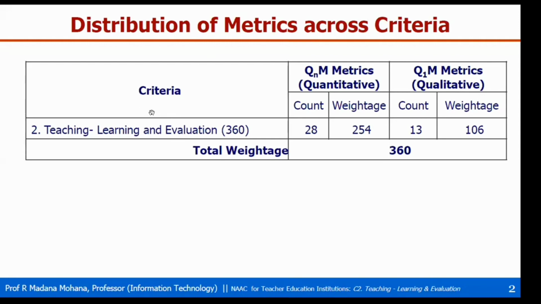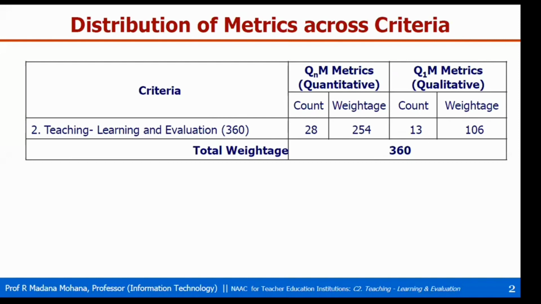For criteria 2, the total weightage is 360 points. These 360 points are divided between quantitative and qualitative metrics. There are 28 quantitative metrics, with a weightage of 254, whereas there are 13 qualitative metrics, with a weightage of 106. Combining these two, 254 plus 106, 360 is the total weightage of criteria 2. Together, quantitative and qualitative, 28 plus 13, total 41 metrics are there.